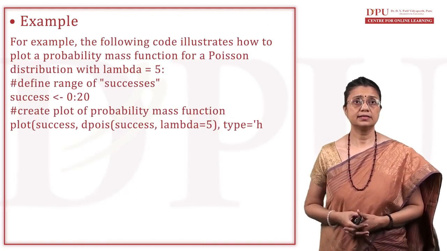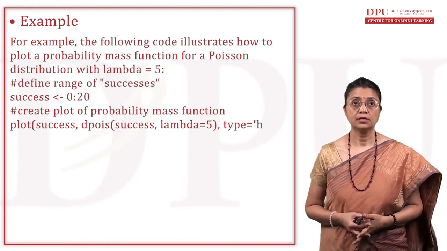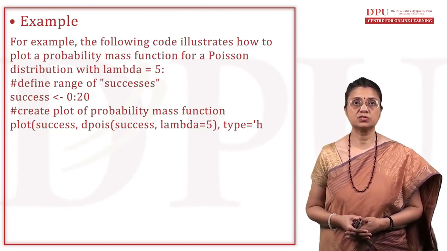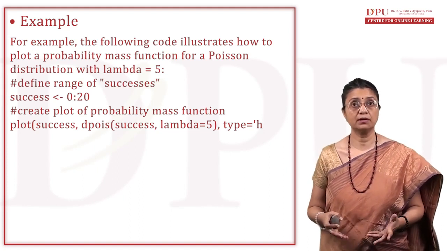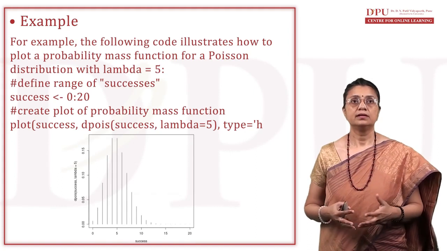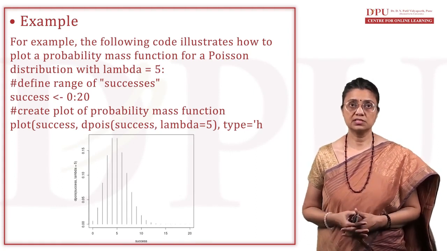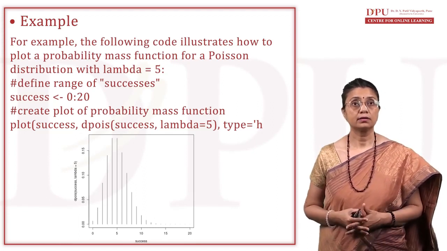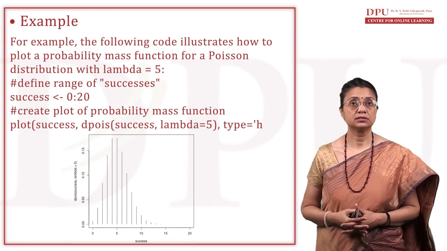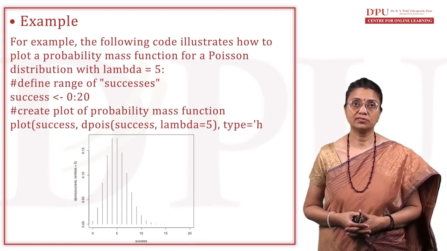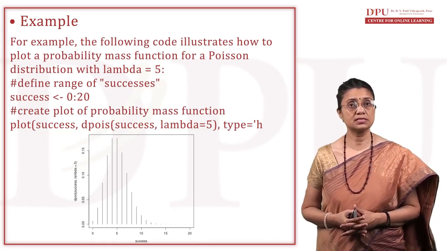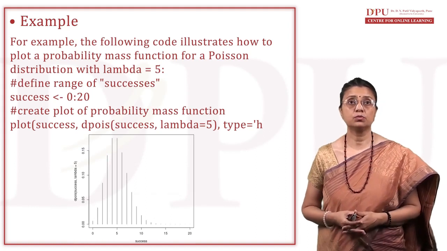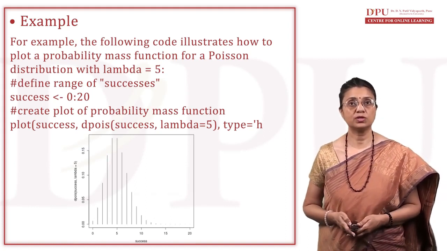Now, let's understand the same with the help of an example. This example has code which illustrates how to plot a probability mass function for a Poisson distribution with lambda 5. Very simple. Define the range of successes, from 0 to 20. Create the plot of the probability mass function: plot(success, dpois(success, lambda = 5)), with the average rate of success being 5 and type equals h. So you can see that we have plotted the graph.